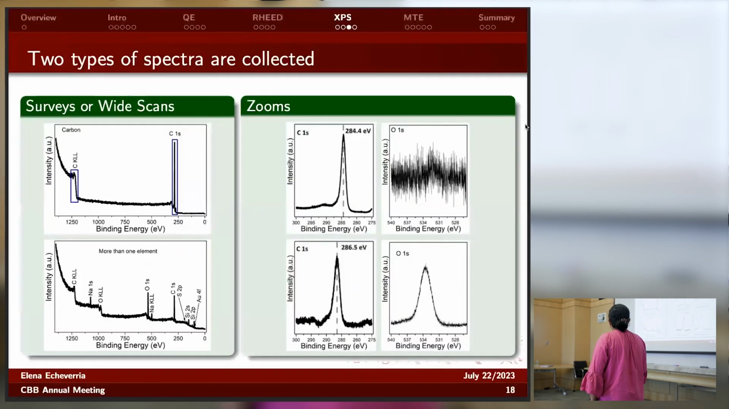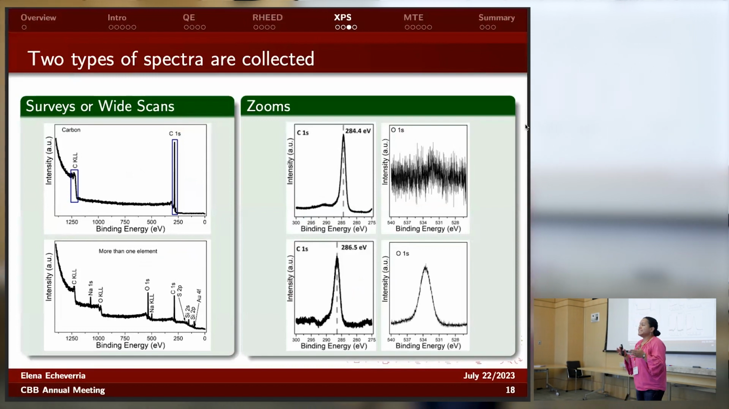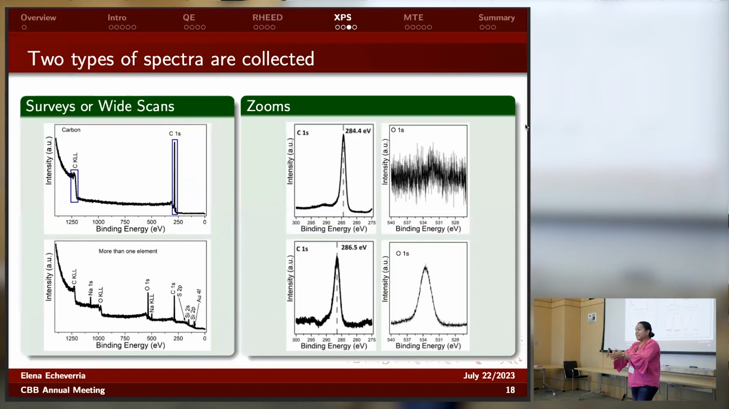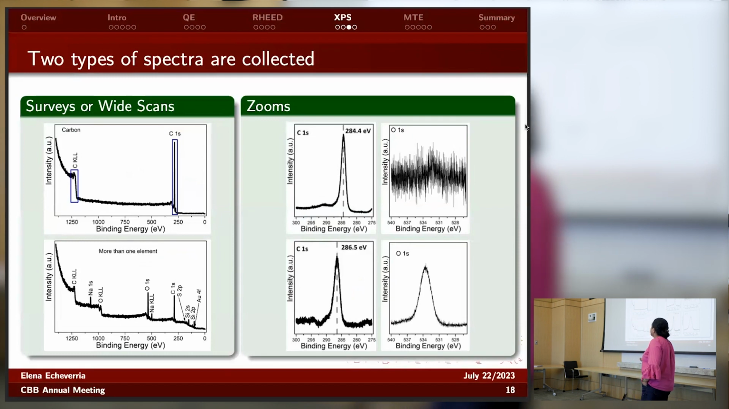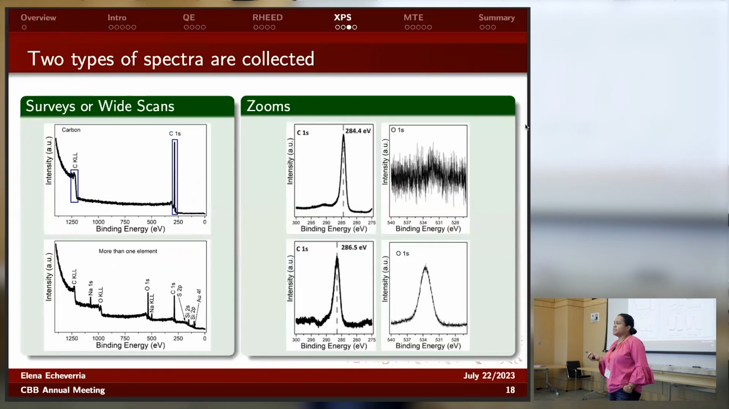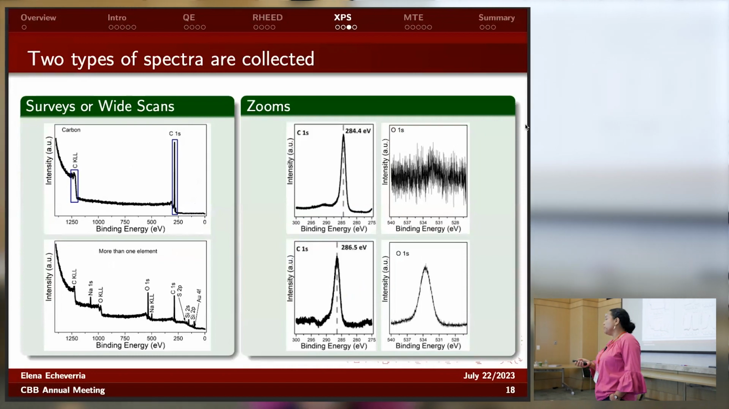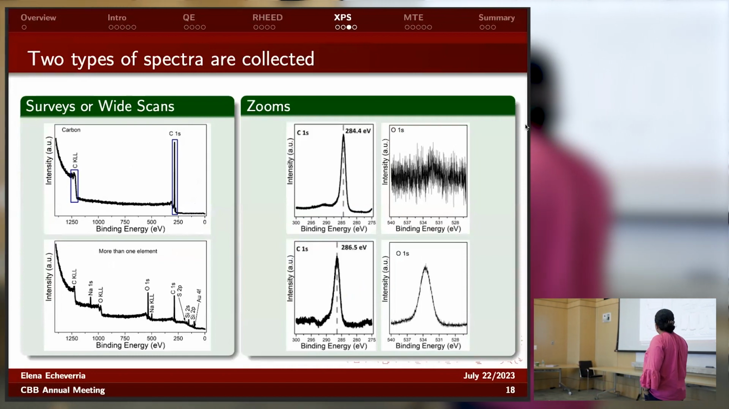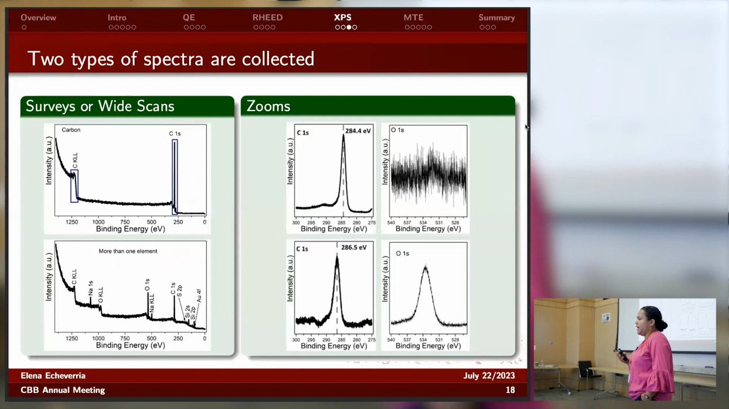The typical plots we will be seeing are like this one. Basically, we will have plots of intensity as a function of binding energy. That intensity is related to the number of electrons in that particular energy level, and I already mentioned what binding energy is. The survey scans will help us distinguish which elements we have on the surface of the sample. In this example, we only have carbon, and on the bottom, we have a sample with more elements, okay?